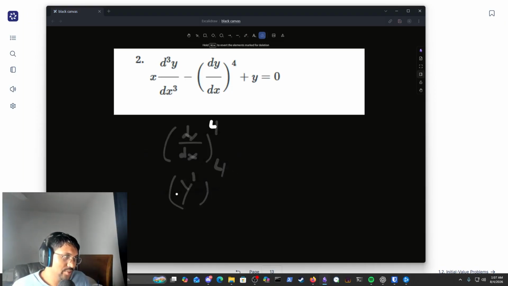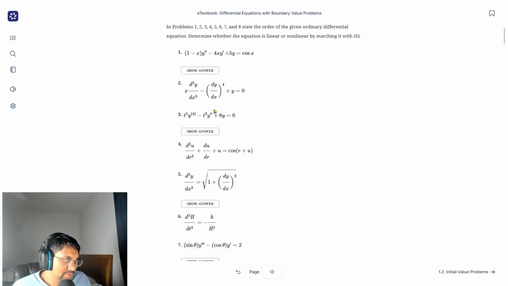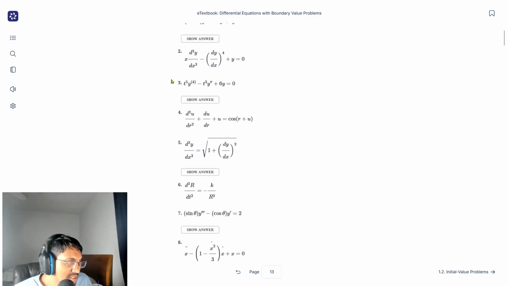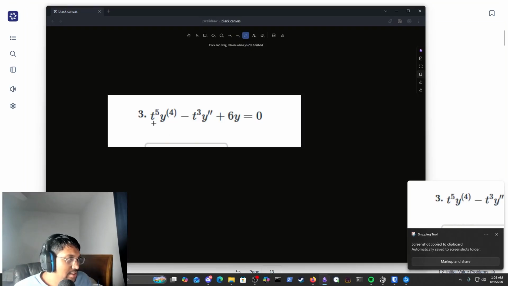So we can say that this equation is a 3rd order nonlinear differential equation, and we're done. So we move on to number 3, and again, we'll just take this here and take a look at this.